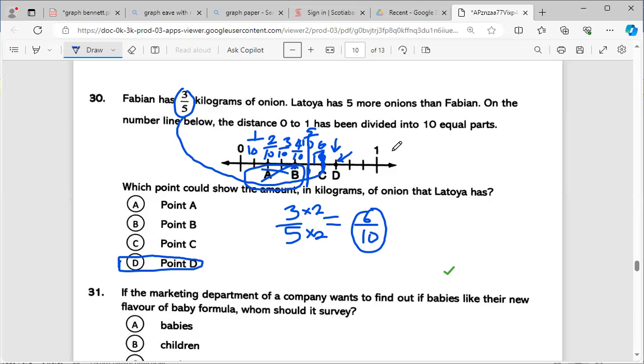D. But we didn't work it out and get 7/10. We did not do that. We don't necessarily need to do that either. We only need to show that Latoya has a greater weight than Fabian in terms of the onion. That's it. So we did not work it out and get 7/10, even though Abby attempted to do that. That's not necessary. We just need to know that it weighs more. It couldn't be these because these weigh less than 3/5.